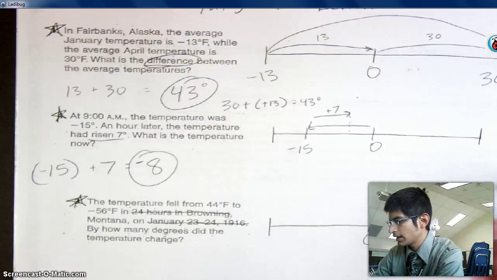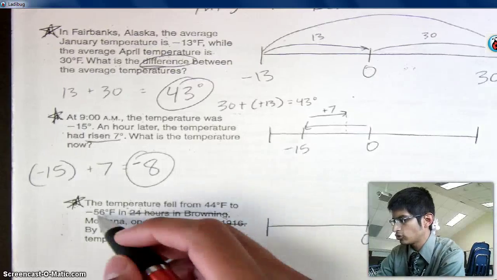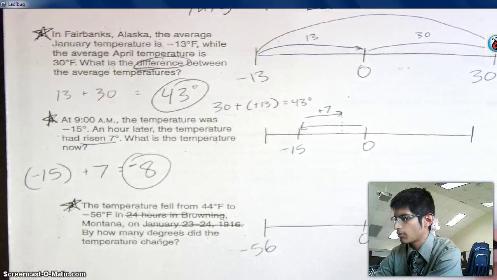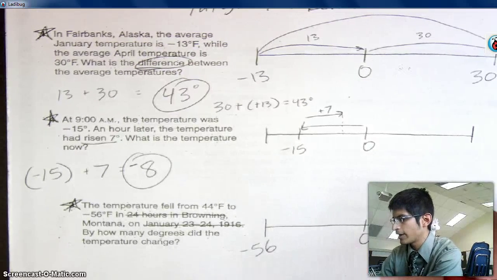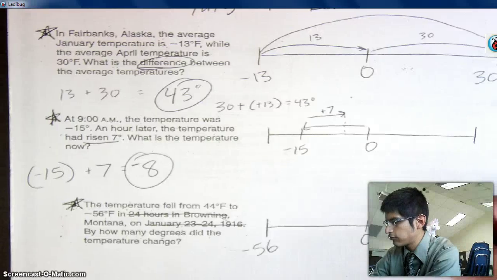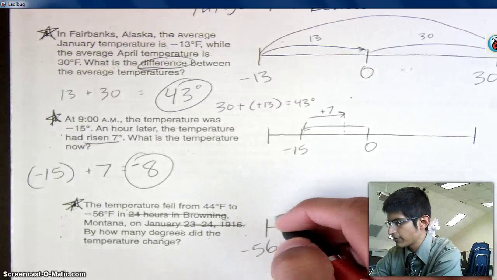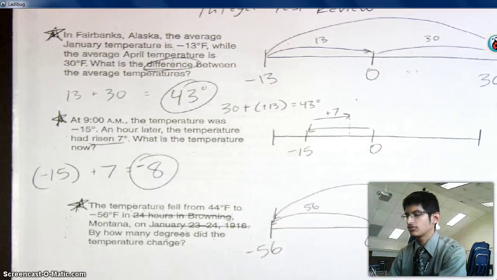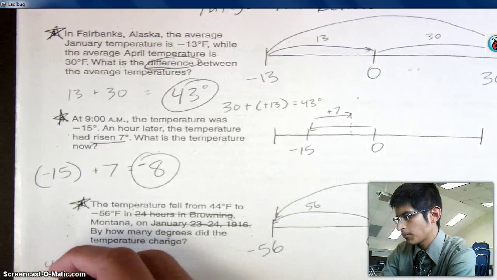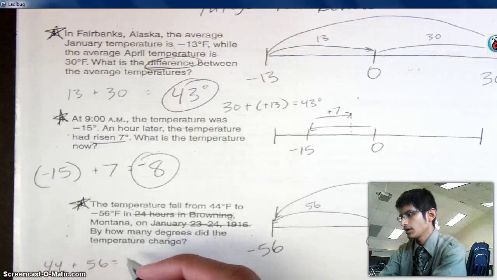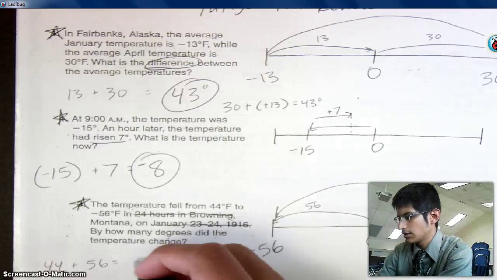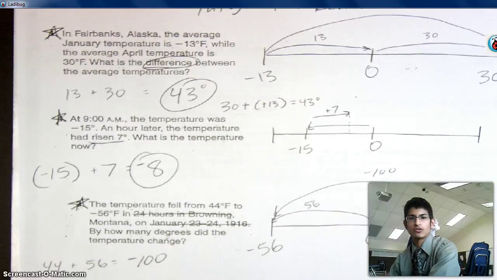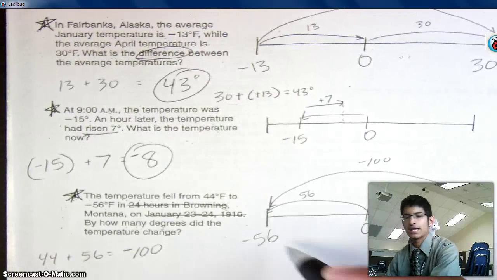So I have 0, I have my 44 degrees over here, and it went to this number, negative 56. So how many degrees did the temperature change? It started from here, and it's going to go backwards. So that tells me the temperature is going to change in a negative way. So 44 to 0, that's 44. And then from 0 to negative 56, that's 56 units. So all the way back, it's going to be what? I need to add these numbers. So that's going to be 44 plus 56. And that should be exactly 100. And it's going to be negative since I'm going backwards. The temperature changed negative 100 degrees because it started at the 44 and it went back to negative 56.